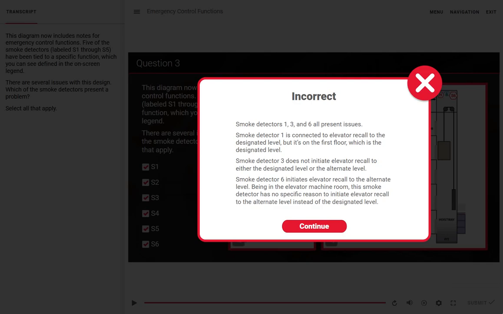Sorry, that's incorrect. Smoke detectors 1, 3, and 6 all present issues. Smoke detector 1 is connected to elevator recall to the designated level, but it's on the first floor, which is the designated level. Smoke detector 3 does not initiate elevator recall to either the designated level or the alternate level. Smoke detector 6 initiates elevator recall to the alternate level. Being in the elevator machine room, this smoke detector has no specific reason to initiate elevator recall to the alternate level instead of the designated level.